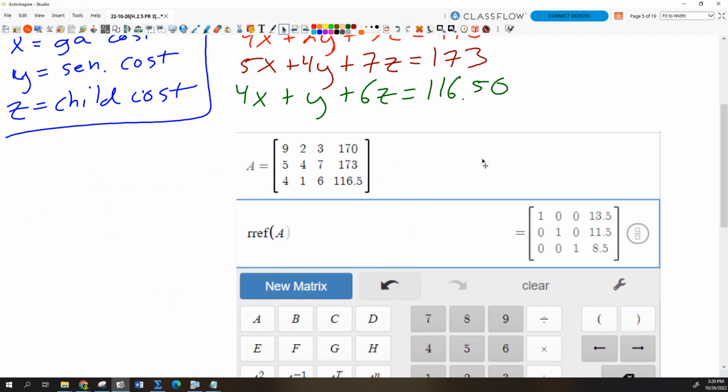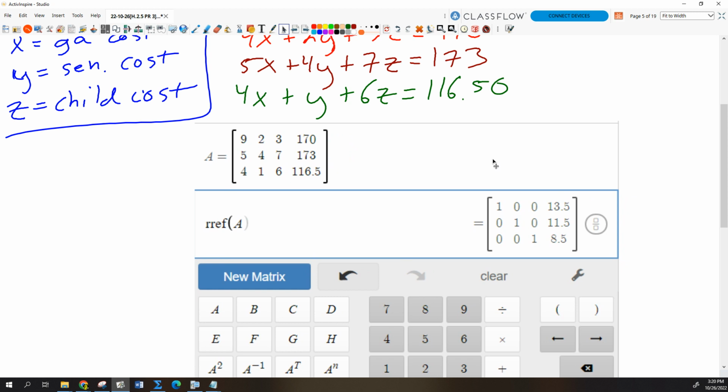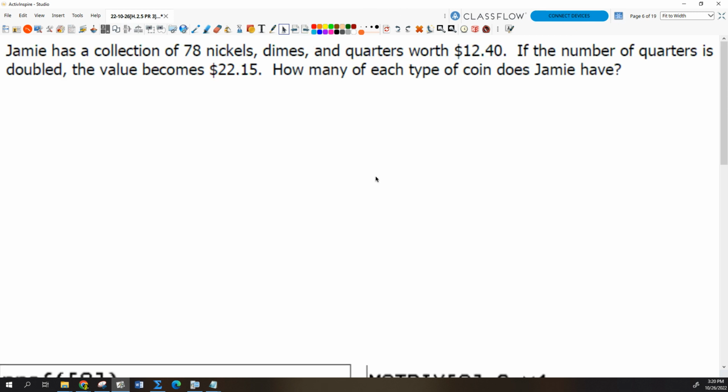There we go. Okay, everybody agree? That's what you get if I build that system. So those are my answers. What's that tell me? It tells me the cost of a general ticket is $13.50, senior citizen ticket is $11.50, child ticket is $8.50, right? Children are expensive. Okay, so try this guy.